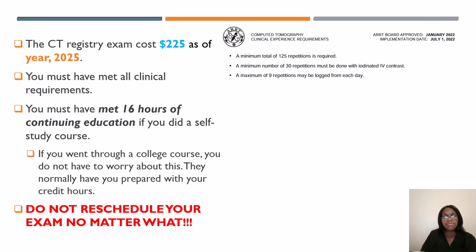And then you also have your continuing education courses. Did you complete at least 16 hours of your CEUs? This is only if you did one of those self-study courses where you go online and you pay for a bundle and you get anywhere from like 16 to 20 CEUs. If you have gone through a college course and program, you don't have to worry about that because they have the continuing education hours and credits already built into their program.